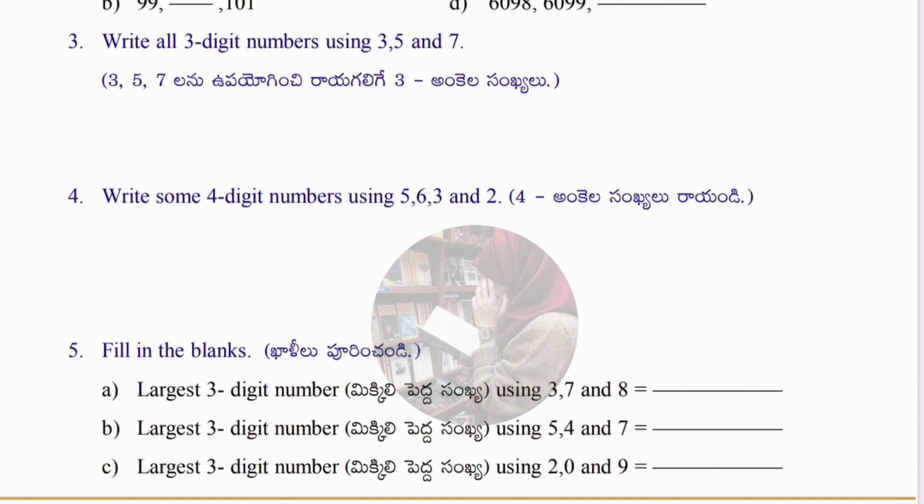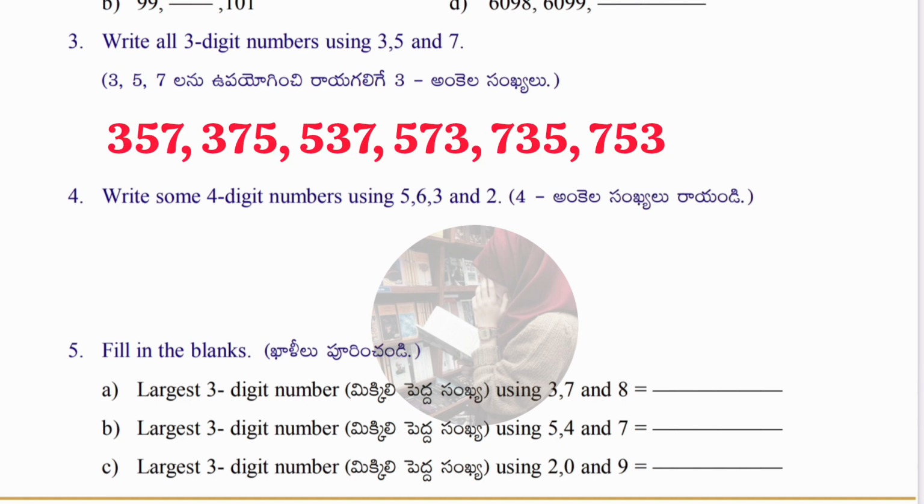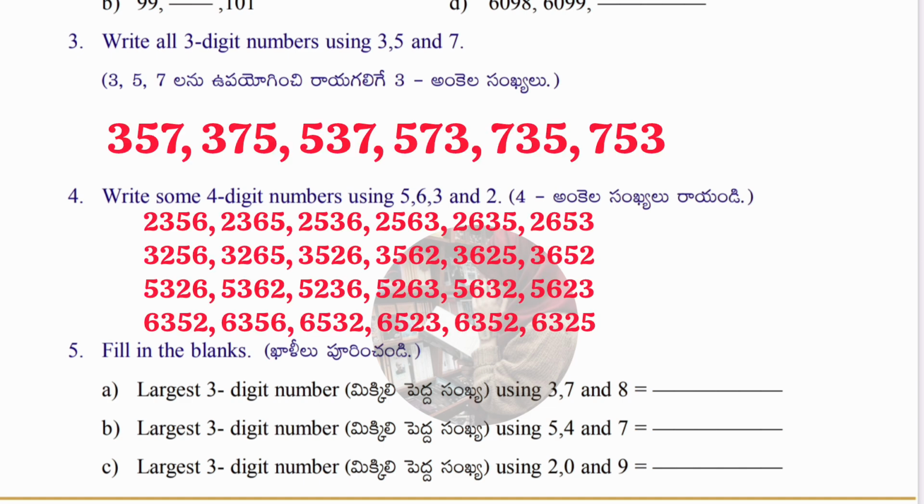Let's see the third Roman, which is: write all 3-digit numbers using 357. Here we have to write down the 3-digit numbers using 3, 5 and 7. Let's see the numbers. 357, then 375, then 537, then 573, then 735, and the last one is 753.